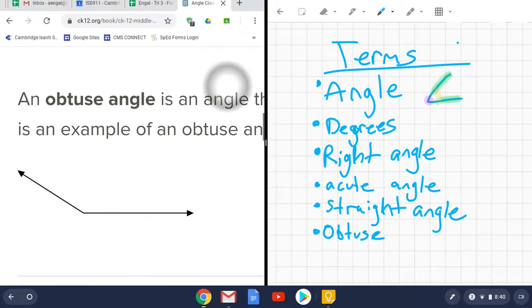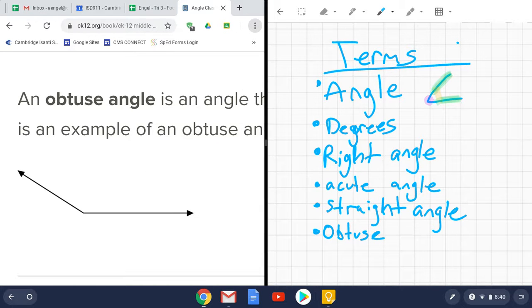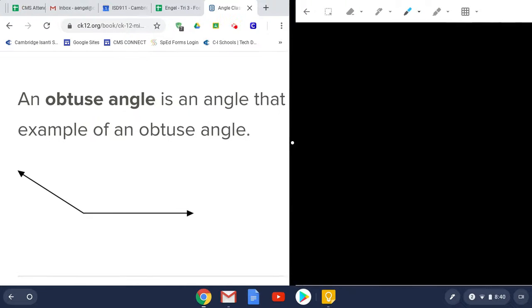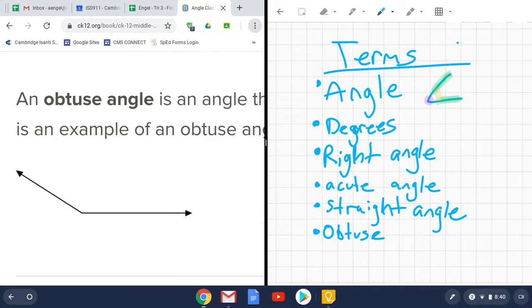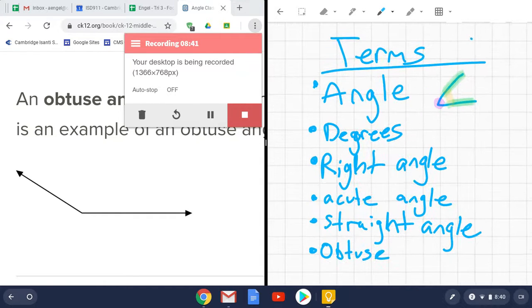So my friends, you guys are done for the moment. Make sure that you have all of your definitions done. If you have any questions, please contact me via Google Hangouts. Your expectation for today is that you have all of these terms written down: angle, degrees, right angle, acute angle, straight angle, and obtuse angle.